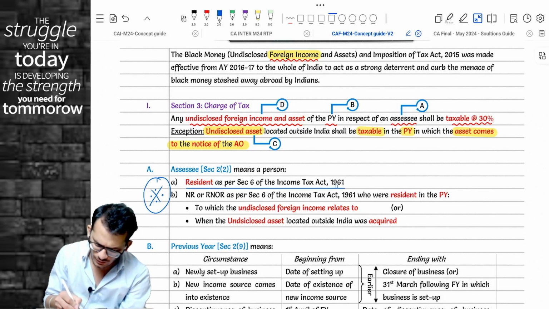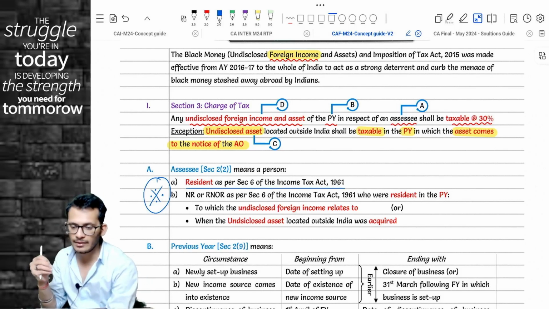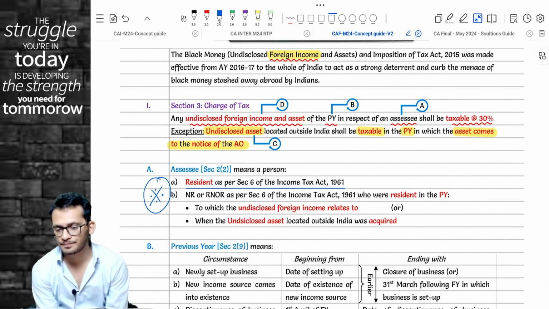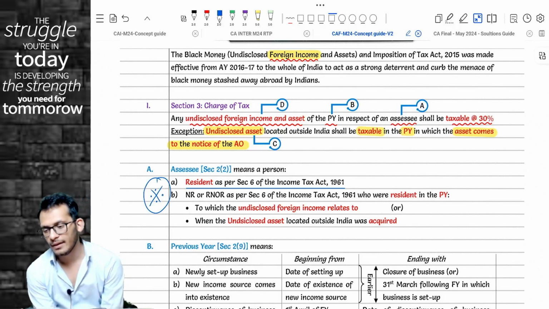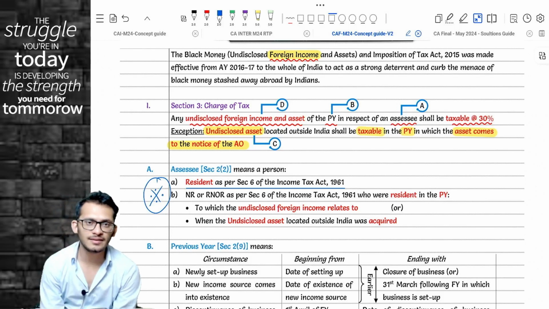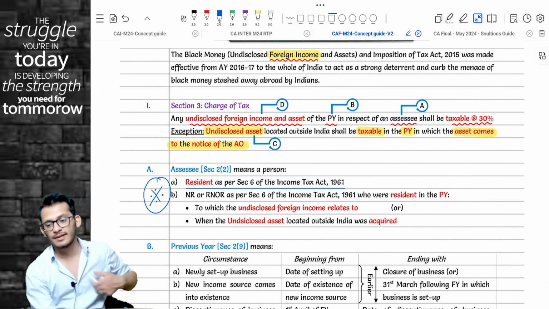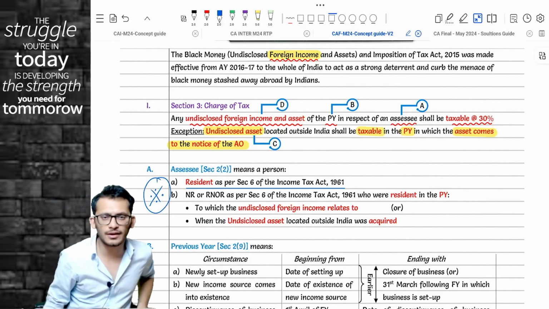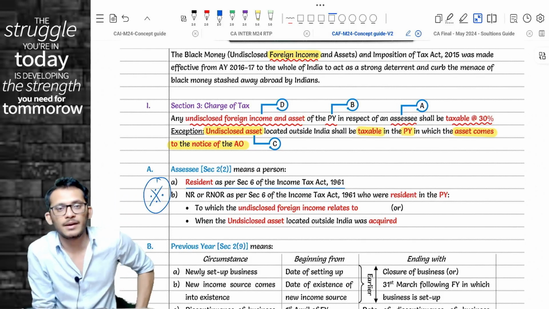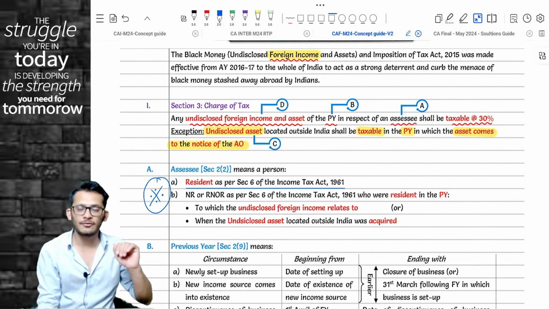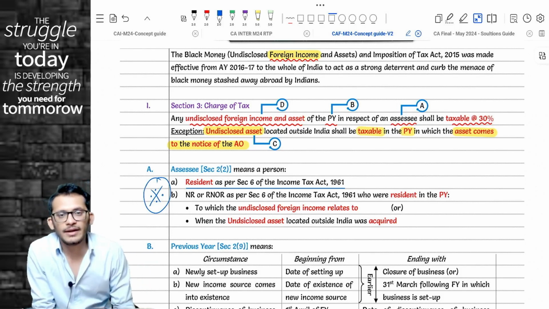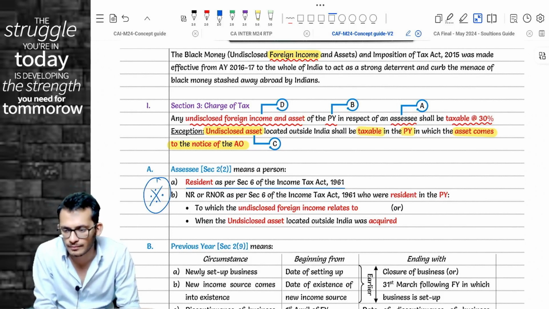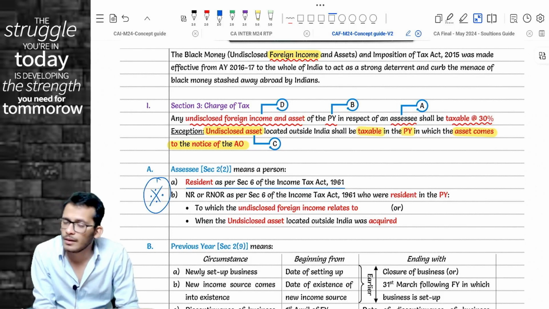Now, resident is already defined under the Income Tax Act, so they said, you take the same person. Correct? Now, imagine a scenario where Rahul is a resident, and I have bought some assets in a foreign country, all black money. After that, I left India and went away. I never came back. I automatically became a non-resident.